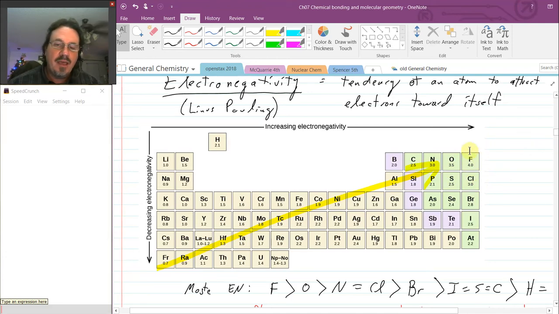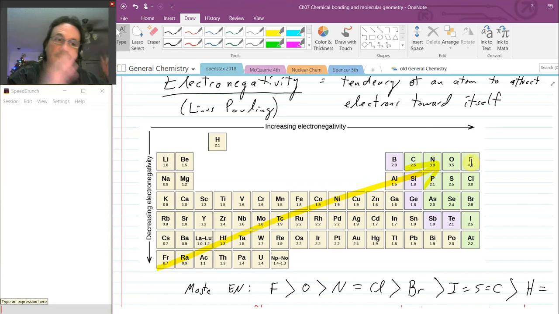It's the top. And if you look at the general trends, I've drawn it in with this yellow arrow. It goes from the low side here on the bottom left of the table to the high side, fluorine, here on the top right. And so if you're trying to compare any two atoms, the more electronegative one is going to be more up and more right on the periodic table, always.